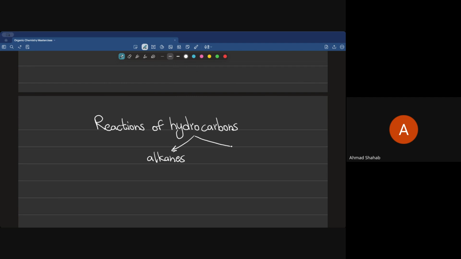Why? Because these are the classes of compounds, the families of compounds that have carbon and hydrogen only. अगर कोई आपसे कहे कि अल्केन और अल्कीन में एक सिमिलैरिटी बताओ तो दैट इज कि बोथ ऑफ देम आर हाइड्रोकार्बन्स, बोथ ऑफ देम हैव कार्बन एंड हाइड्रोजन ओनली.